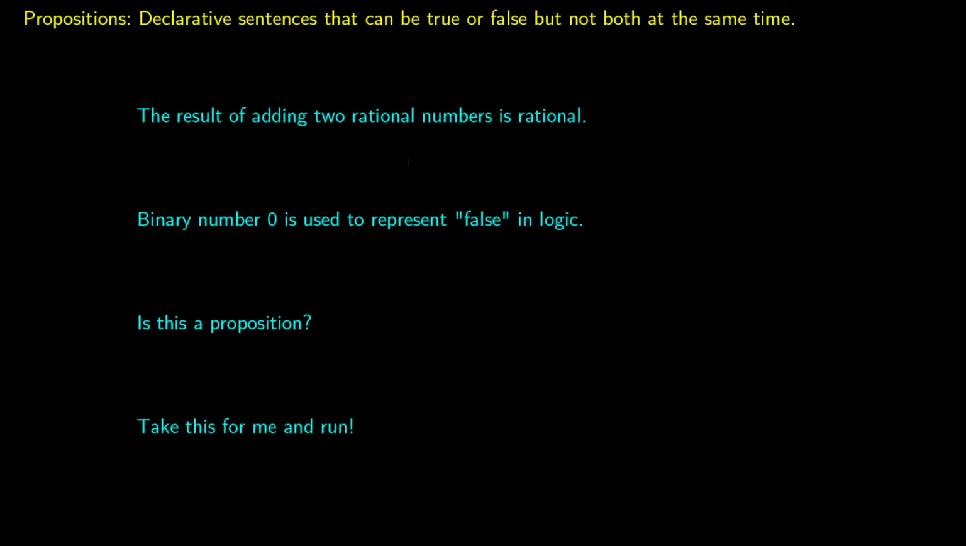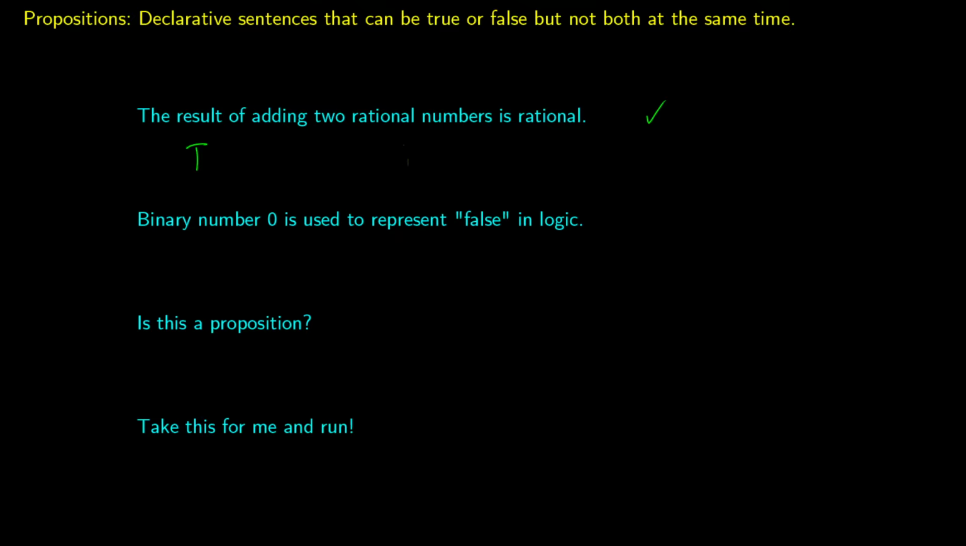So first, propositions are anything that can be declared as true or false, but not both at the same time. It does not mean that you have to know whether it is true or false, just that it can be one of those two. So, for example, the result of adding two rational numbers is rational. This can be true or false. It is a proposition, and this would be a true proposition.